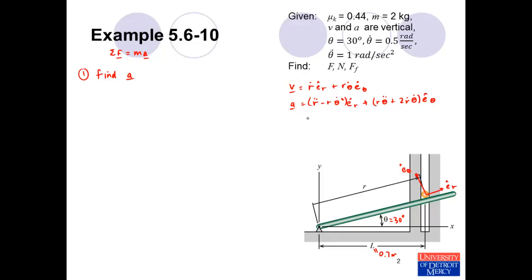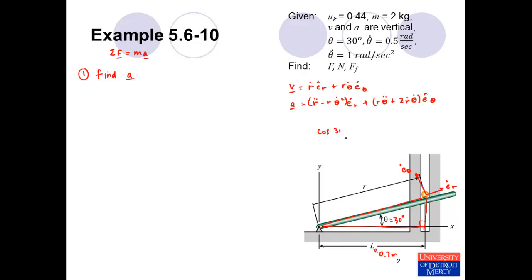So ultimately, we want the acceleration. If we look at this, we are given information about theta dot and theta double dot. We can find r from geometry. So if I go ahead and consider the right triangle that we have here, r is the hypotenuse. We know this leg of the right triangle, and we know that angle. And since this is the adjacent side to the angle, we could use cosine.